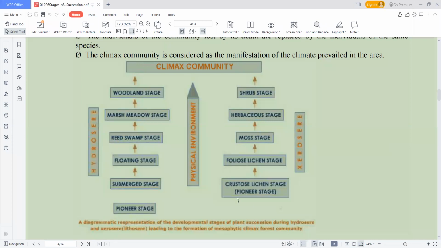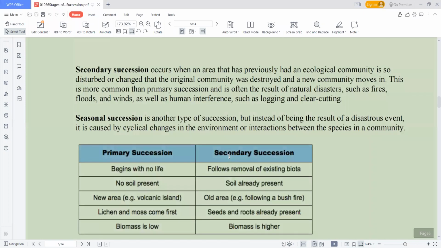The same area which is first occupied by the crustose lichen is replaced by foliose lichens. Next one is the moss stage, next the herbaceous stage, next the shrub stage, and the final climax community. So the order may be asked in exams, that is, the stages involved in hydrosere or xerosere, from the pioneer in the right order. So starting with and ending with, the orders involved in hydrosere and xerosere may come in competitive exams.